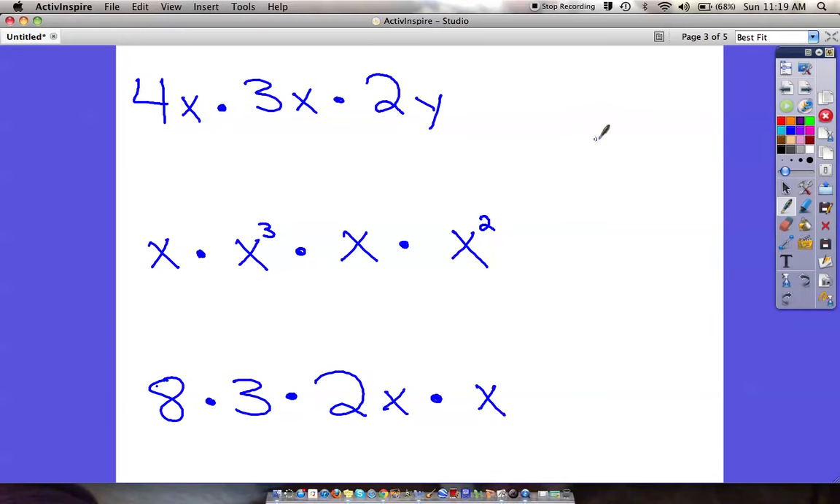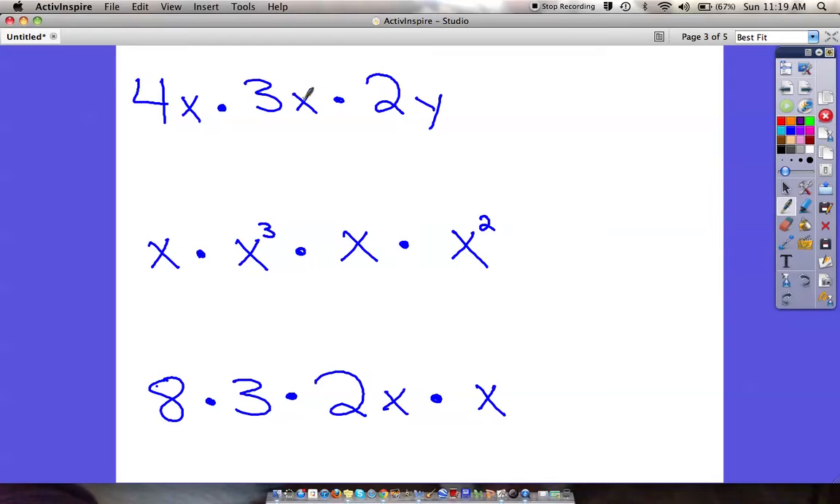Next screen. Again, if you want to pause this and try these on your own, and I'm hoping by now you're recognizing a pattern. But pause it if you want to and try it. If not, just follow along with me here. We're doing a couple of different ones here, but it isn't any different.